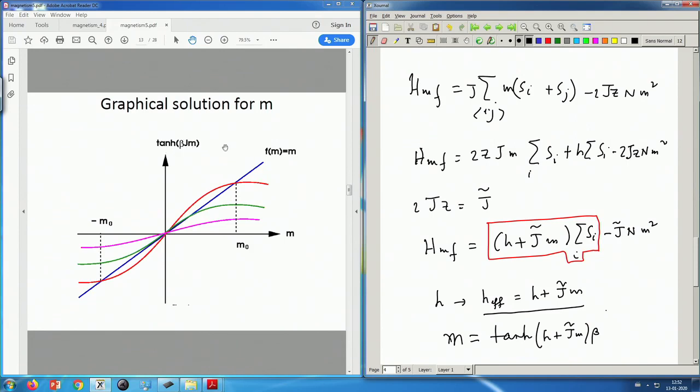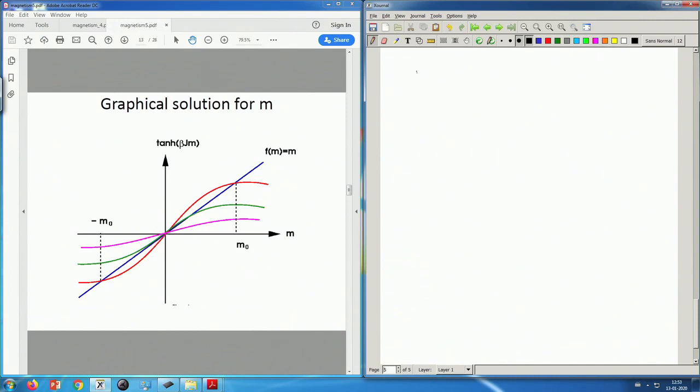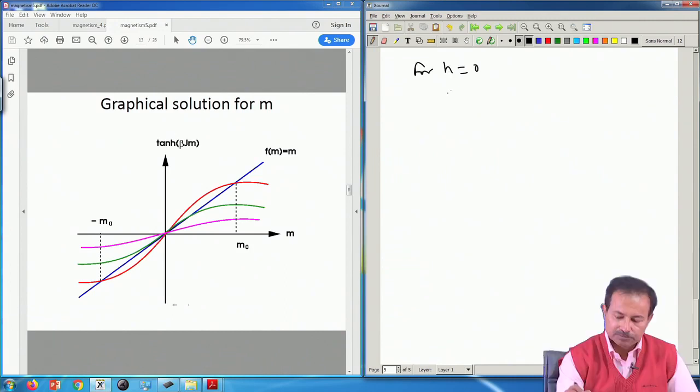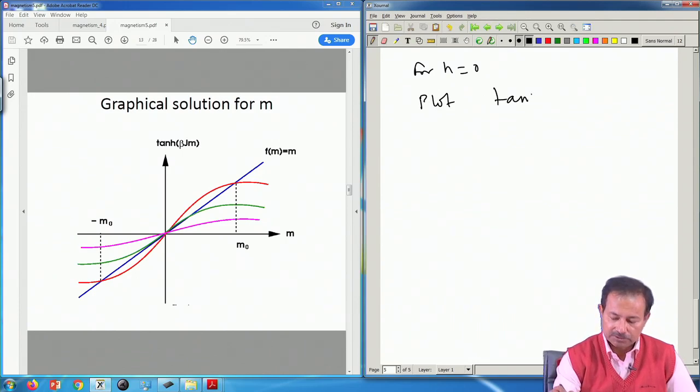So, this is being plotted at h equal to 0. At h equal to 0, your equation is basically m equal to tanh(beta j tilde m). So, two equations you plot: one is tanh(beta j tilde m) versus m, the right hand side.